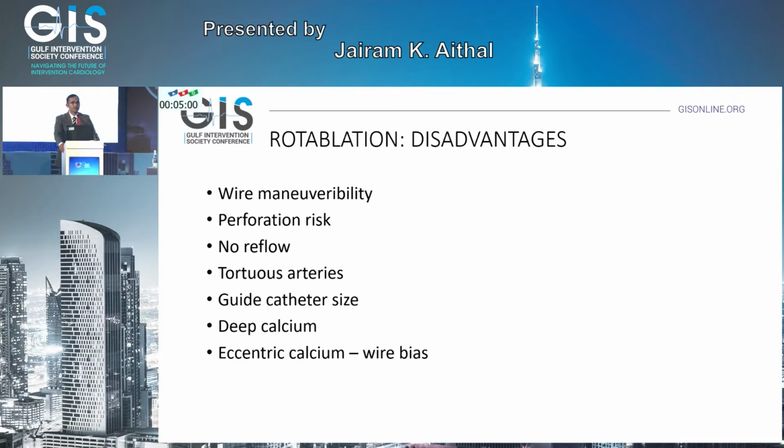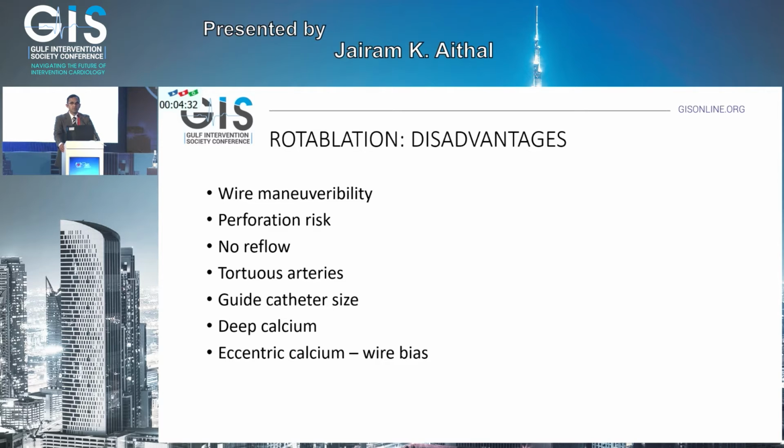There is a definite perforation risk when you use the rotablator at higher burr speeds. Most of us have had the horrors of seeing a no reflow or a slow flow phenomenon that complicates our coronary procedures. Tortuous arteries, of course, like my colleague said, increasing the guide catheter size sometimes can have issues. Many of these patients would like a radial procedure. Getting a 7 French or an 8 French catheter through the radial artery is not the most comfortable of businesses to attempt.